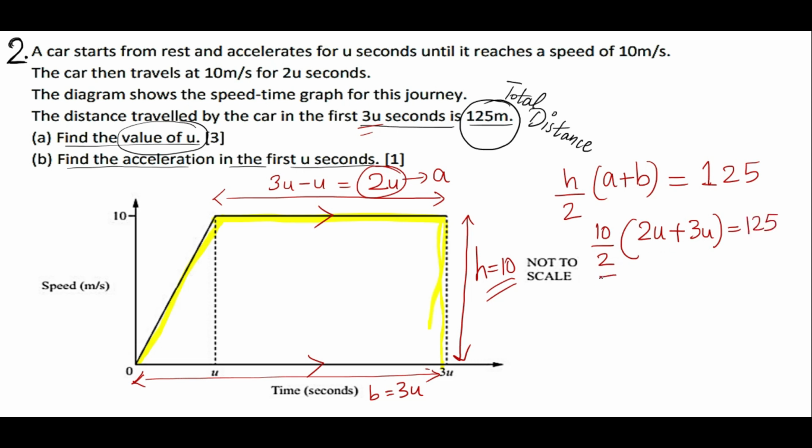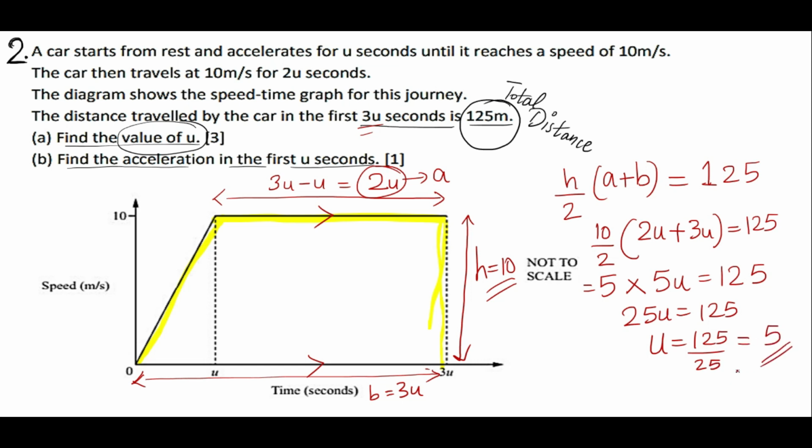So I have 5, 10 divided by 2 is 5. 5 multiplied by, what is 2u plus 3u, giving me 5u, is equal to 125. So 25u is equal to 125, from which u is going to be 125 divided by 25, giving me 5. So your answer, the value of u is equal to 5.